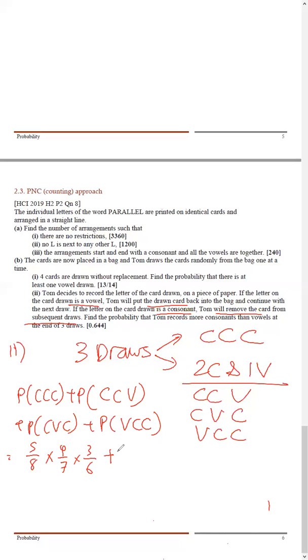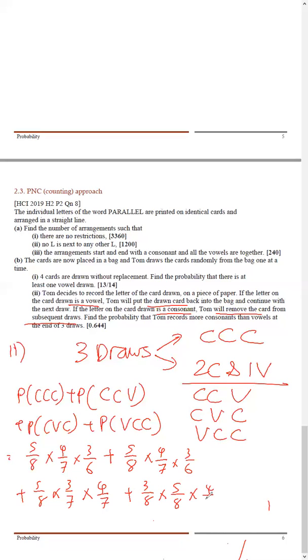If it is consonant, consonant, vowel, it will be 5 over 8 times 4 over 7 times 3 over 6. Plus, if it is consonant, vowel, consonant, it will be 5 out of 8 times 3 out of 7 times 4 out of 7. Plus, if it is vowel, consonant, consonant, it will be 3 out of 8 times 5 out of 8 times 4 out of 7. If you add all this up, it will give you 0.644.